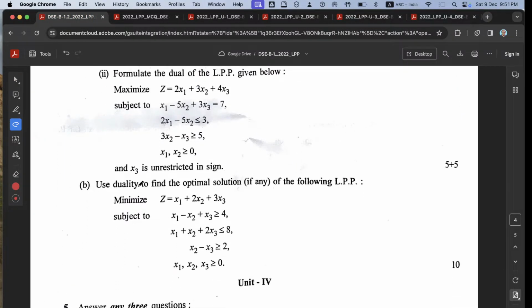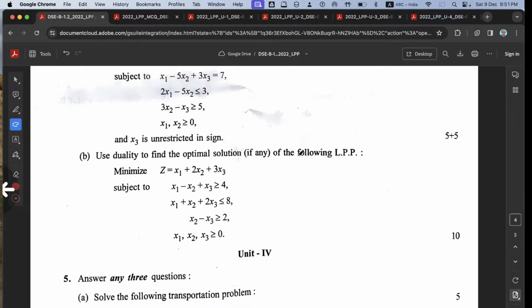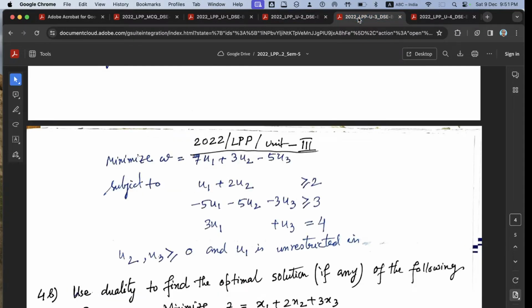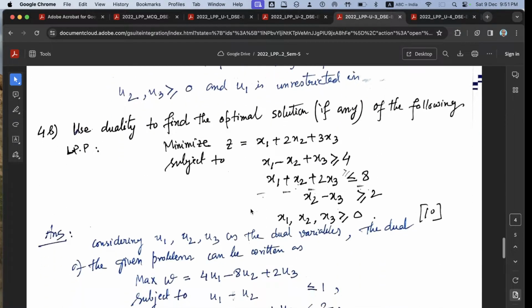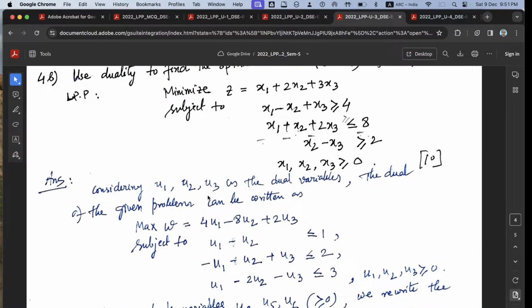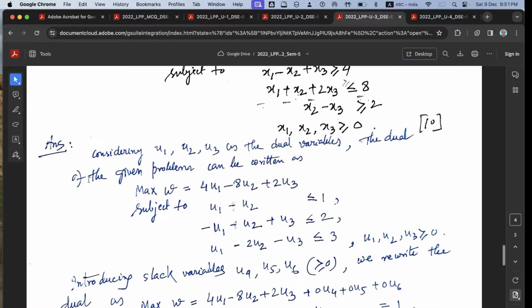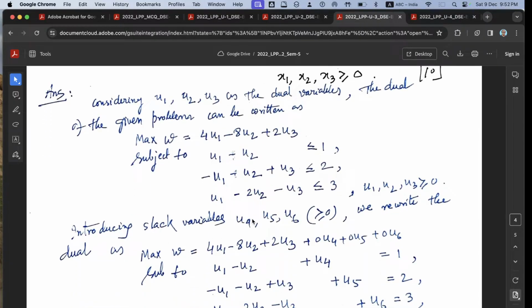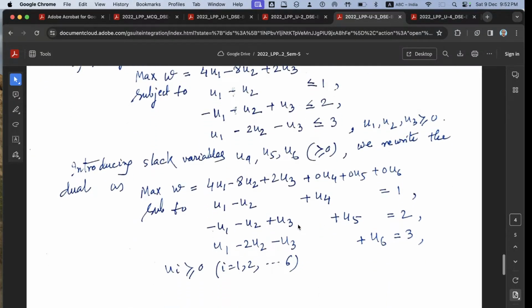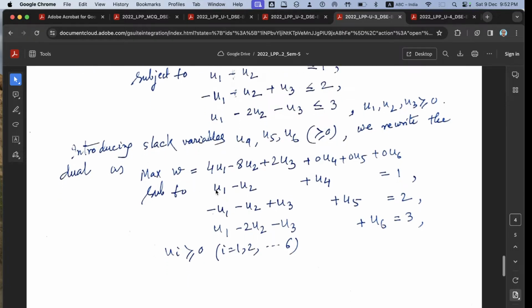Question 4b, use duality to find the optimal solution of the following problem. Consider u1, u2, u3 as the dual variables. The dual of the given problem can be written as maximize w equal to this, subject to this. Introducing slack variables u4, u5, u6 for the first, second and third inequations respectively, we get maximize w equal to this, subject to this.